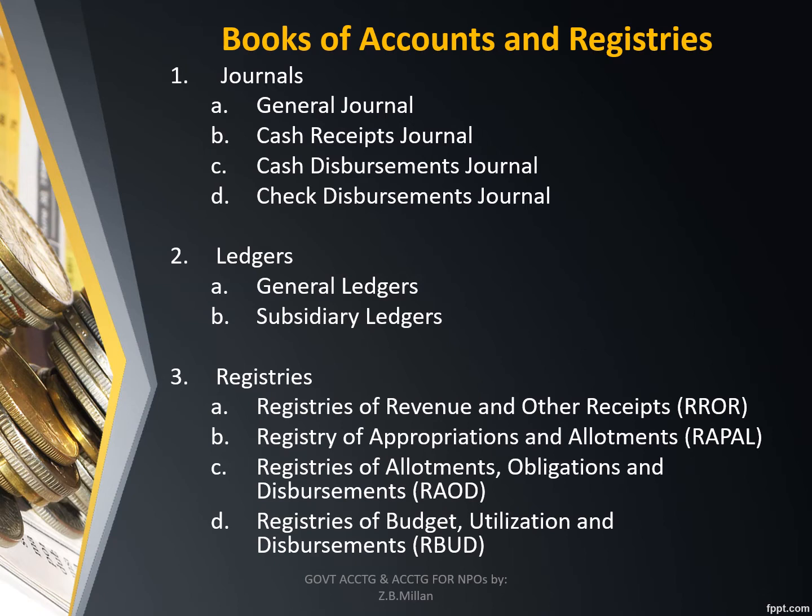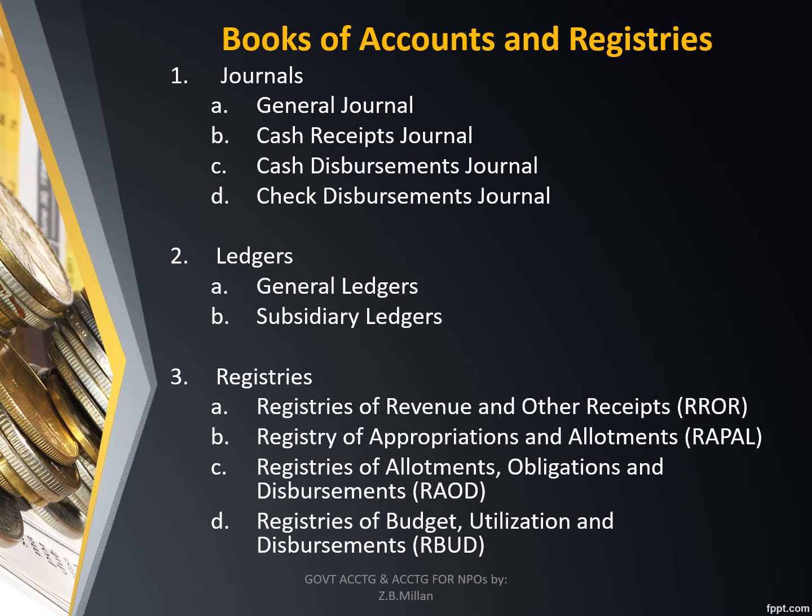Cash Receipts Journal, for recording of cash receipts. Cash Disbursement Journal, in which all cash disbursement transactions are recorded. And Check Disbursement Journal for recording of check disbursement. For the ledgers naman, or the book of final entries, government entities maintain general ledgers and subsidiary ledgers.